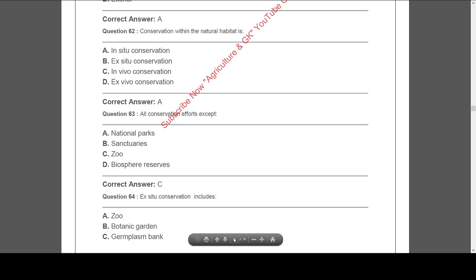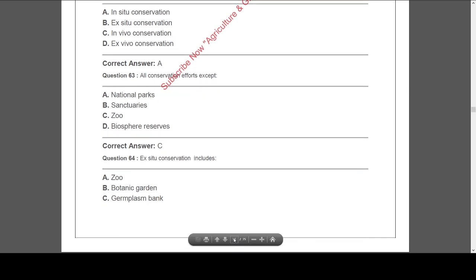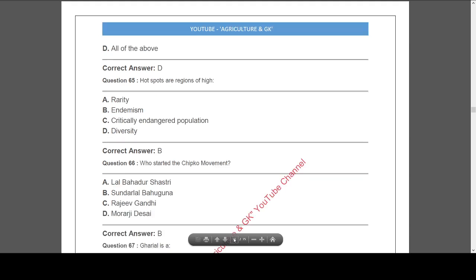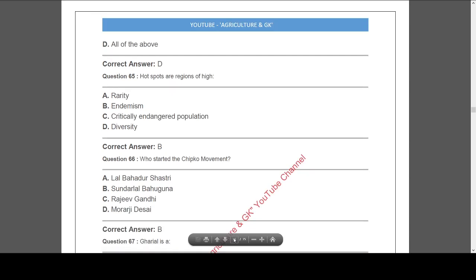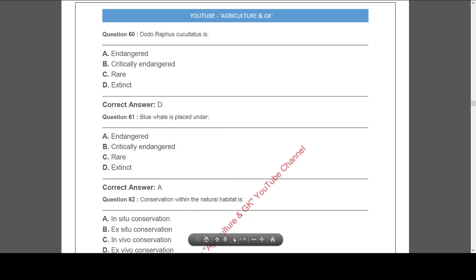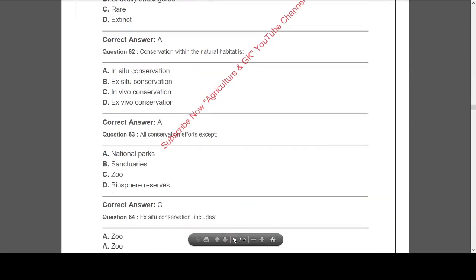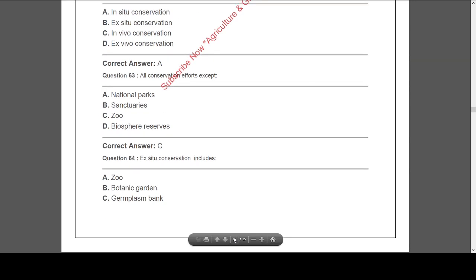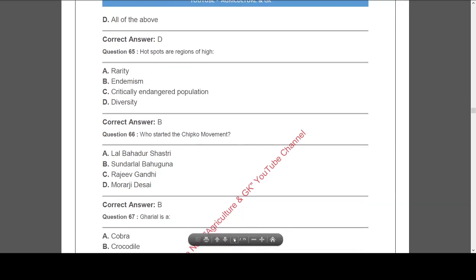Conservation within the natural habitat is nothing but in situ conservation. All conservation efforts except zoo. Ex situ conservation includes all of the above: zoo, botanical garden, germ plasm bank, everything. Hotspots are regions of high endemism.